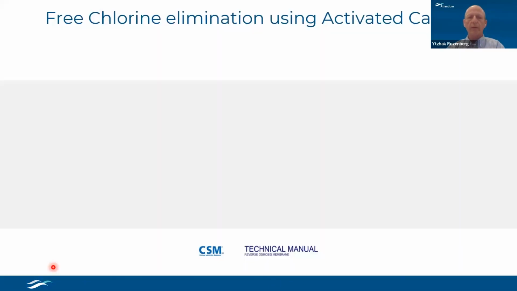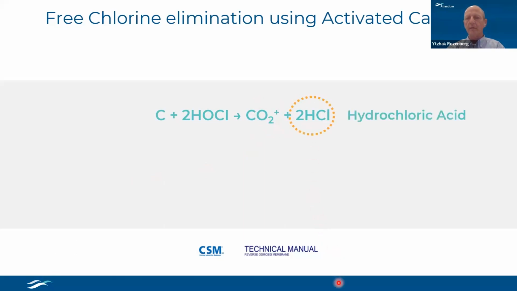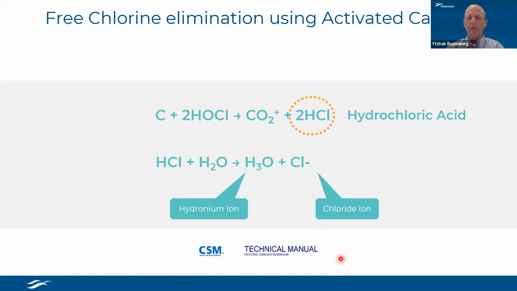Very often, we are being asked to provide the chemical equation of the process. So this is the reason why we are sharing with you this slide. The carbon with the HOCl ends up with CO2 and HCl. The HCl is hydrochloric acid. The HCl in the water actually ends up with Cl-, chloride ion.